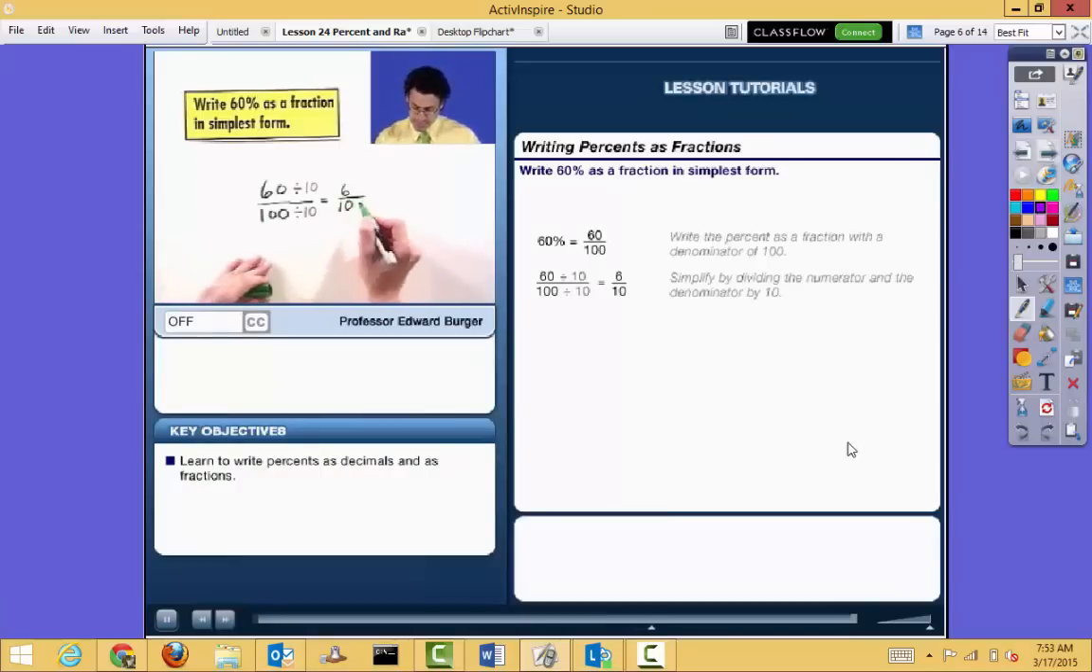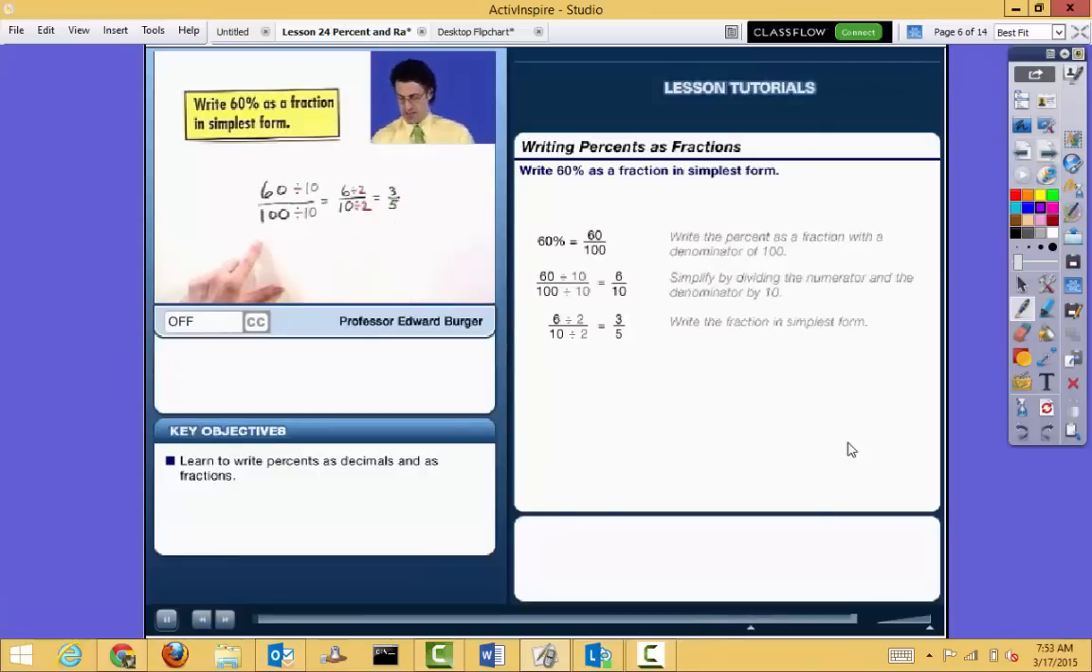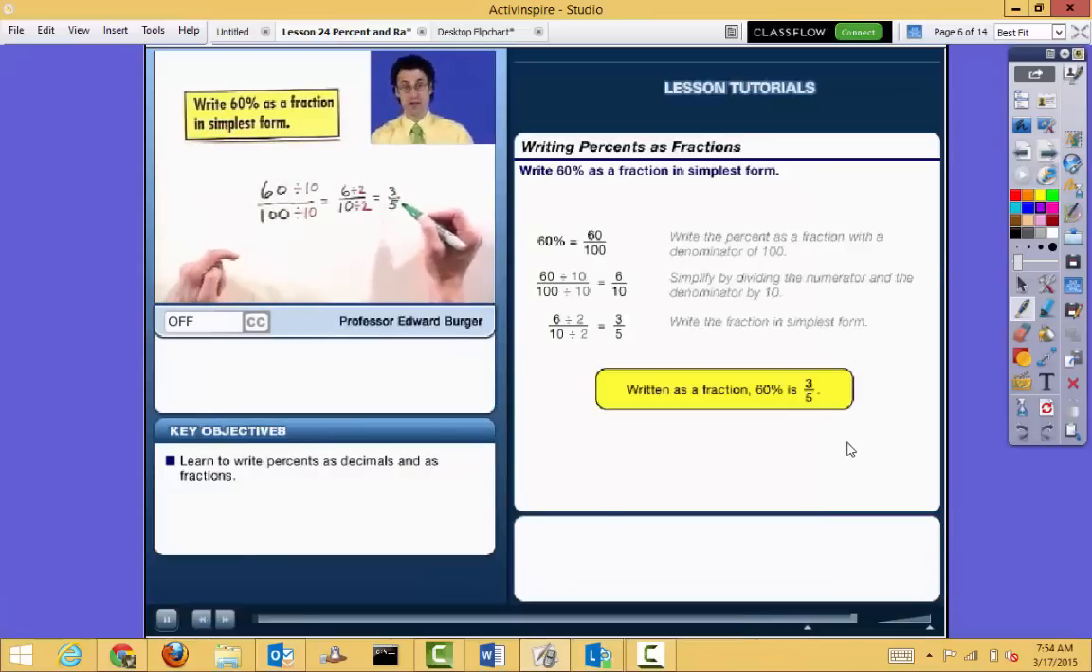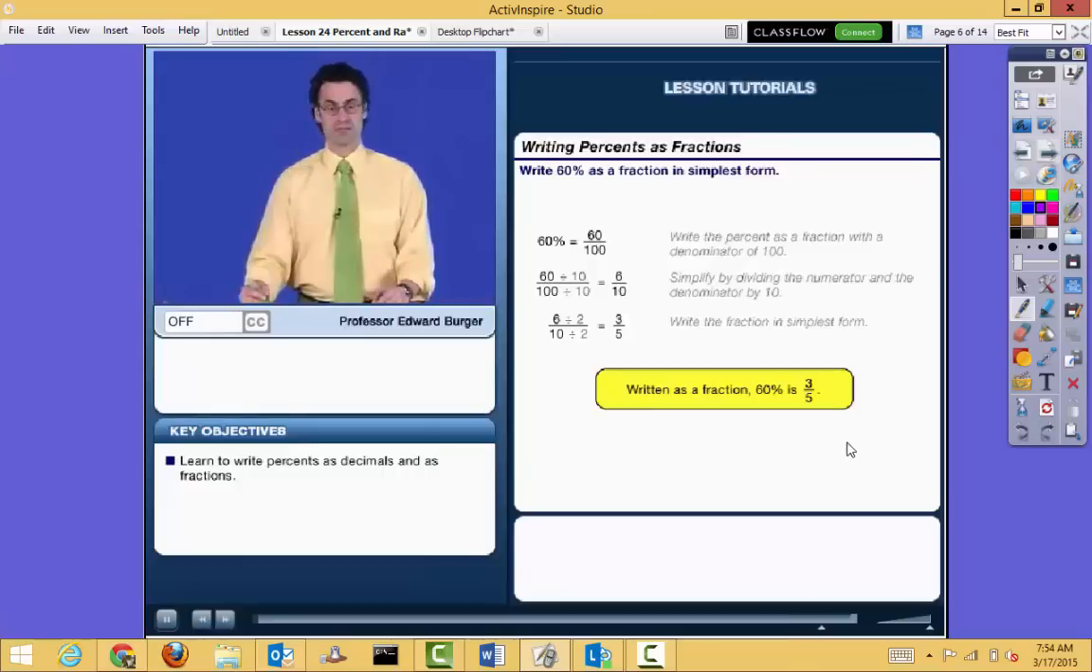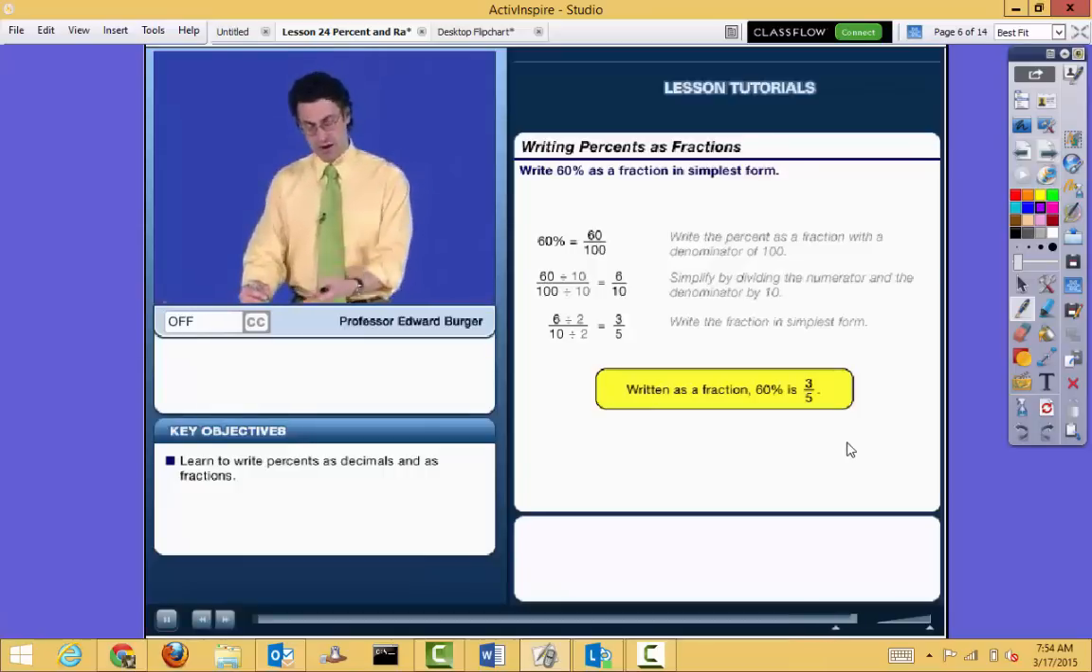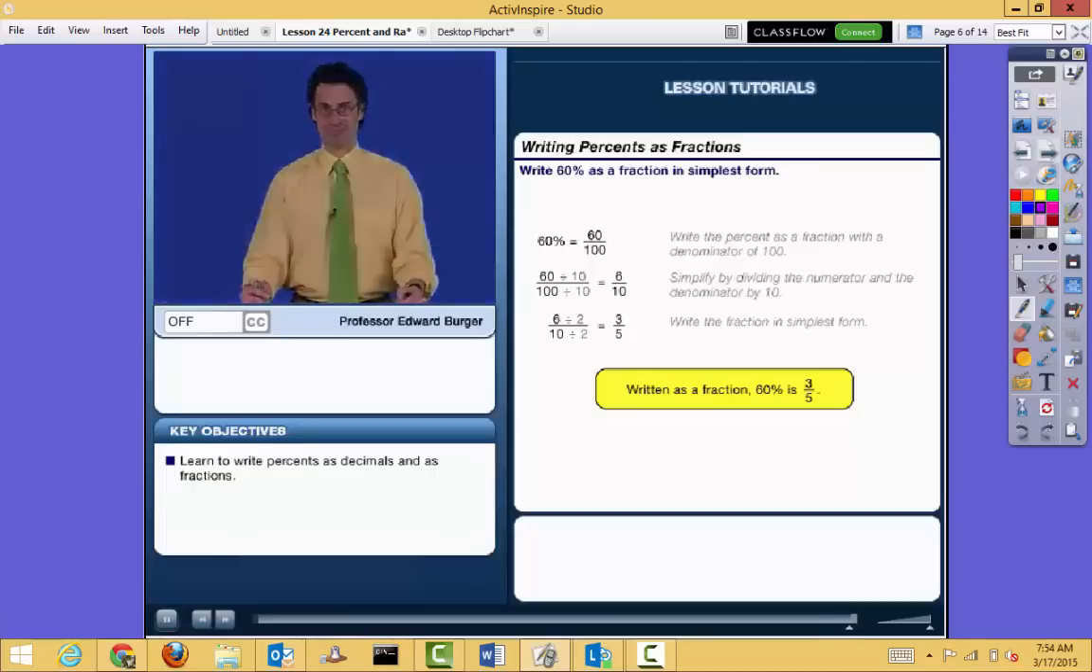Well, actually, no, because I can divide both the numerator and denominator by 2. And then I see that that fraction is equal to 3 over 5, and I think that is in simplest form. So 60% as a fraction can be represented in simplest form as 3/5, or 3 over 5. Neat. Percent, fraction. There's a connection.